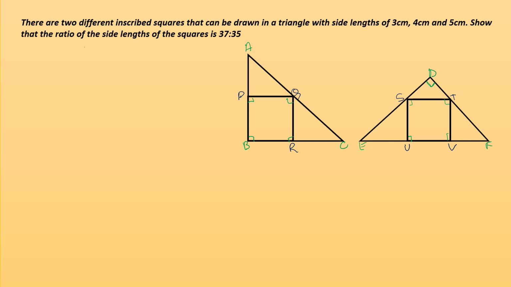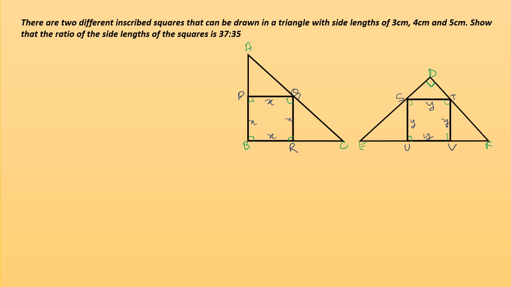We also need to call the sides of the square something, so we shall call the sides of the square PQRB as X. All this is X, and we're going to call the sides of the square STUV as Y. What we have to find in this question is what X is and what Y is. Finding X is quite simple, but for Y we have to do a bit more work.